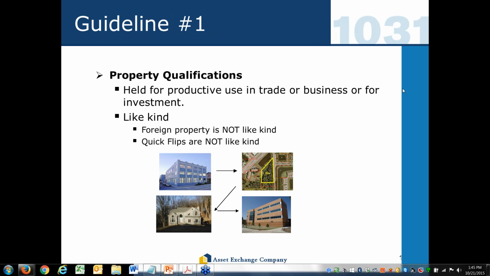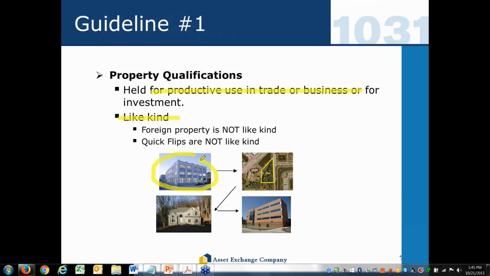In order for a property to qualify for an exchange, you got to make sure that it is used for business or investment purposes. Properties involved in an exchange also need to be like kind. And this can be a source of confusion. Some people think, well, geez, if I sell a 2-unit building, do I have to exchange into another 2-unit building? What if I want to buy a 10-unit building? Well, you can. We talked about this, right? Like kind is very broad.